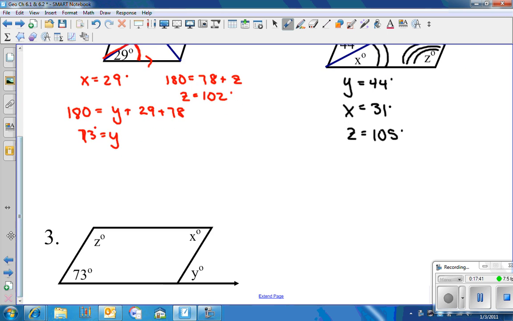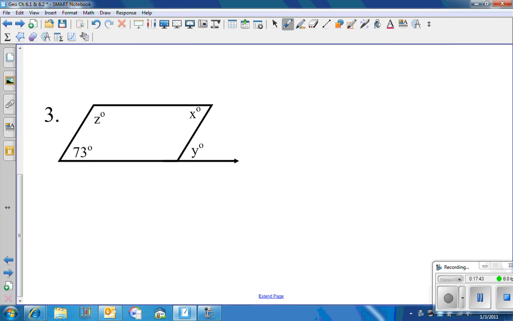Last one. On these, remember, consecutive angles are supplementary. So x plus that add up to equal 180. They're supplementary. But we had to find x first. Remember, in parallelograms, they're the same. So x equals 73.